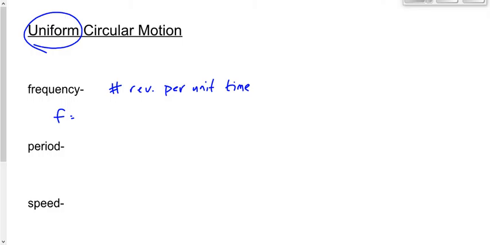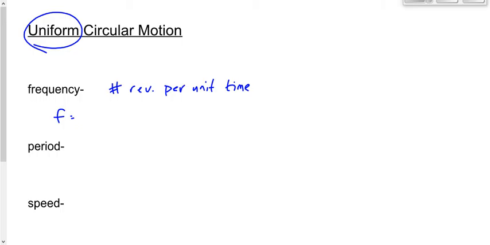The symbol is a lowercase f as opposed to a capital F, which means force. Okay, we want to make sure we distinguish because there are going to be problems later on in this unit where we have both frequency and force in the same problem. And if you start mixing up the symbols for them, then you're going to start mixing up the variables and mess up the question. So let's make sure you remember to make it a lowercase f.